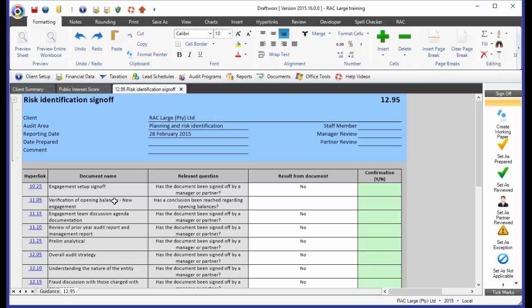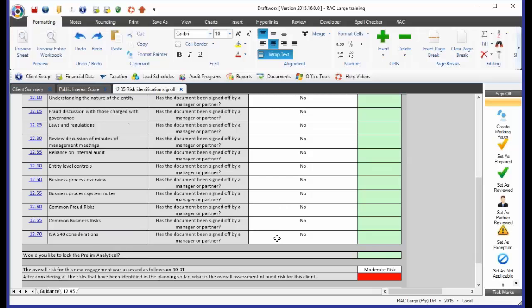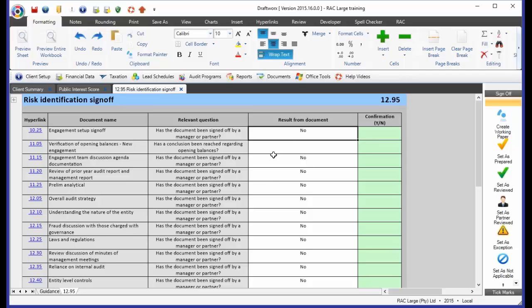12.95 is now the last document within the planning section. Okay, and this is the risk identification sign-off. Now, the purpose of this document, like we saw in 10.25, the engagement setup sign-off, it's a little bit of a summary of the preceding documents in the section, and it allows the reviewer to go back and just confirm a couple of the results of these working papers. Now, in this section, all we've really done, because there's a lot of information we've documented, all I'm doing is going and having a look, has this document been signed off? And you'll see in all these cases it's no, I haven't been signing off the documentation as I've gone through. Once again, we are looking for some form of confirmation, and the confirmation can only be completed when you have signed in. Now, it's a simple process, just going and putting yeses in place.